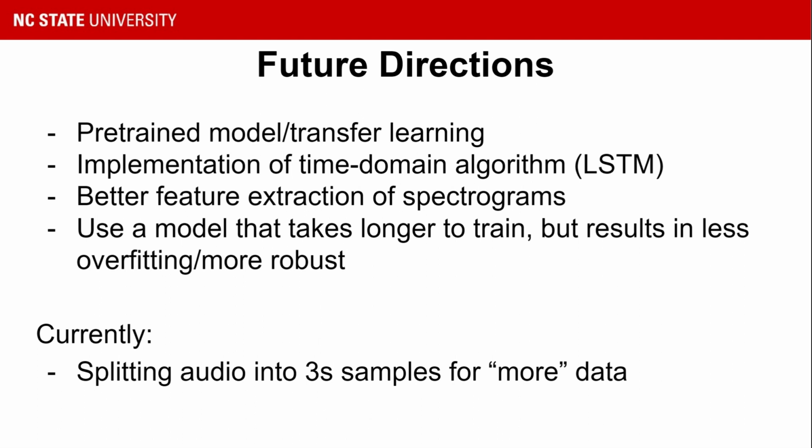Currently, we are splitting the audio into 3-second samples in order to get more data. So basically, like I mentioned earlier in the presentation, splitting each 30-second sample into 10 equal 3-second samples. And so right now we're working on creating the spectrograms for that, and we'll see if that increases our accuracy even more. And that is it.